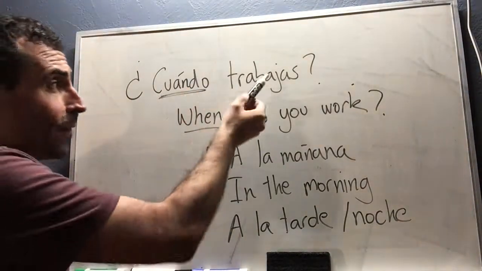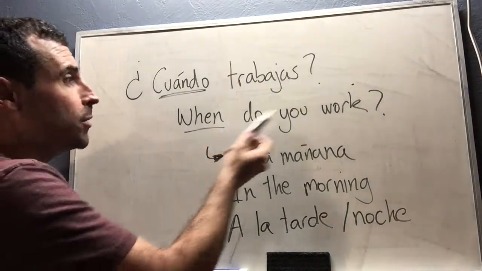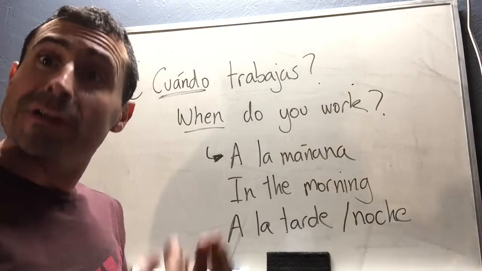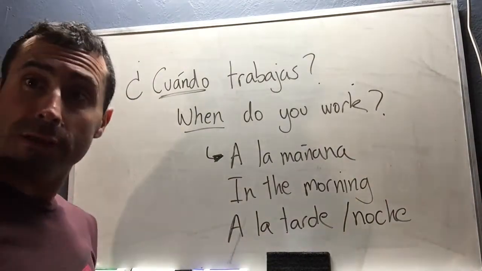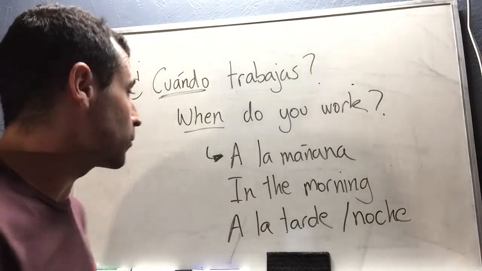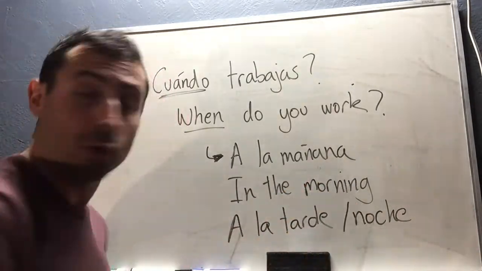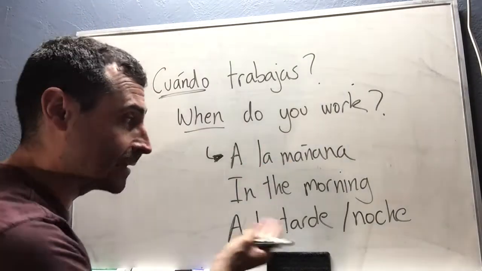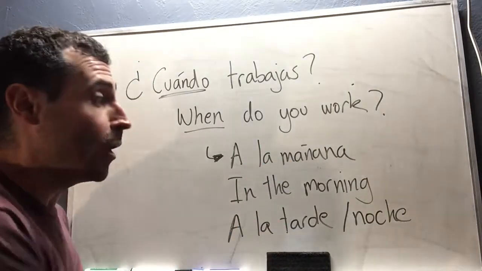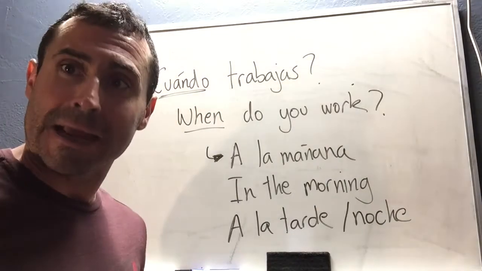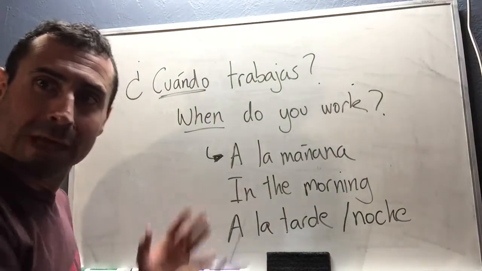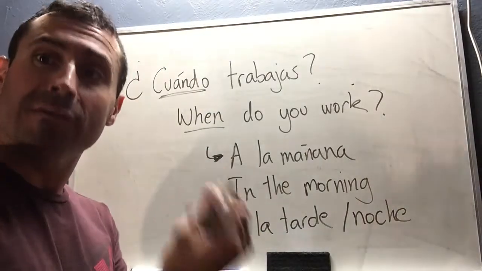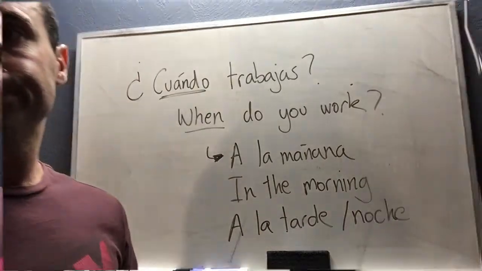Here I have another example, in this case with the interrogative pronoun cuándo, when. ¿Cuándo trabajas? Okay, when do you work? Alright, and the answer. And now it's a perfect timing to explain to the students this valuable information, like for example, a la mañana, which is in the morning, and tell them the three of them: a la mañana, a la tarde, in the afternoon or evening, or a la noche, at night. Now is the perfect timing to keep adding vocabulary and useful information for the students.